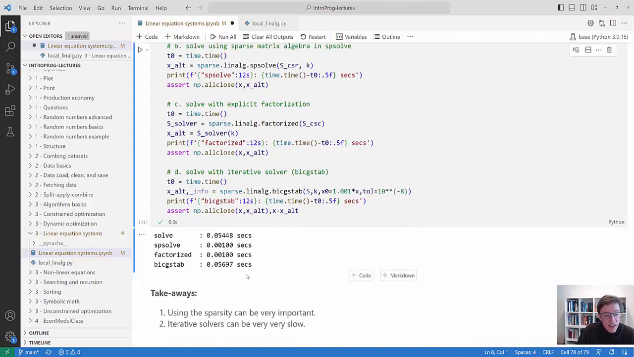So the two takeaways here are that using the sparsity can be very important. Iterative solvers can be very slow.